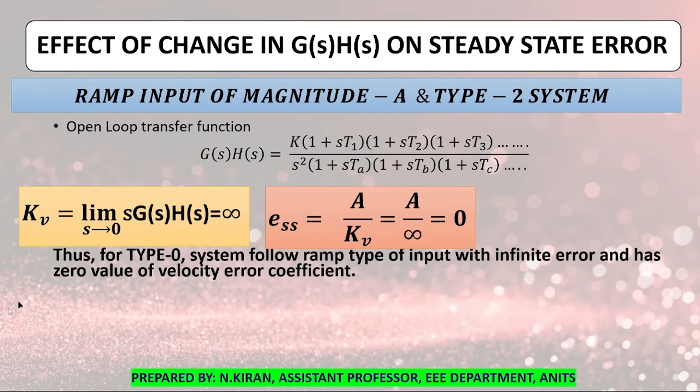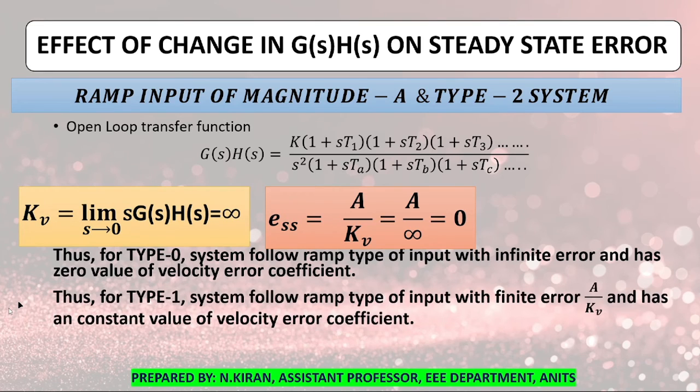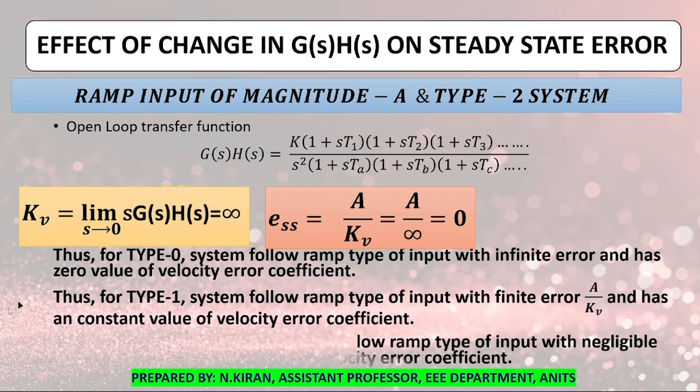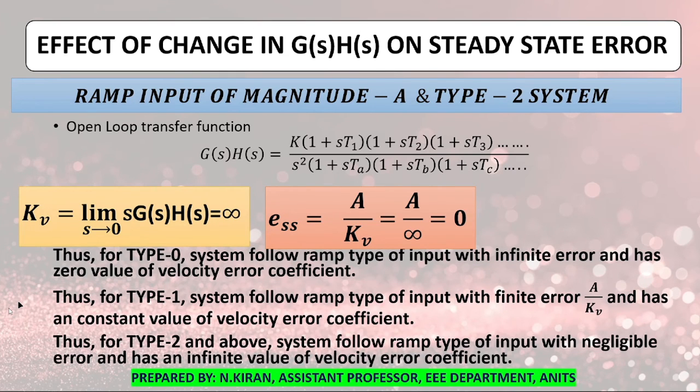Hence, we have seen that for ramp input, if it is a type 0 system, the error is infinity and Kv value is 0. For type 1 system, we have seen that it is giving both a constant Kv value, that is K, and a constant steady state error, that is A by K. And for type 2 and above, the Kv value is becoming infinity and the steady state error value will become 0.